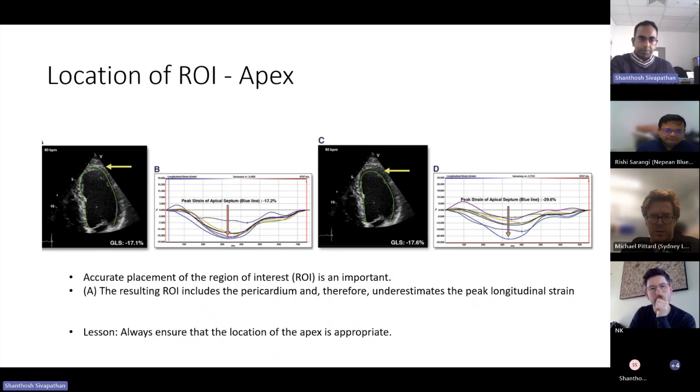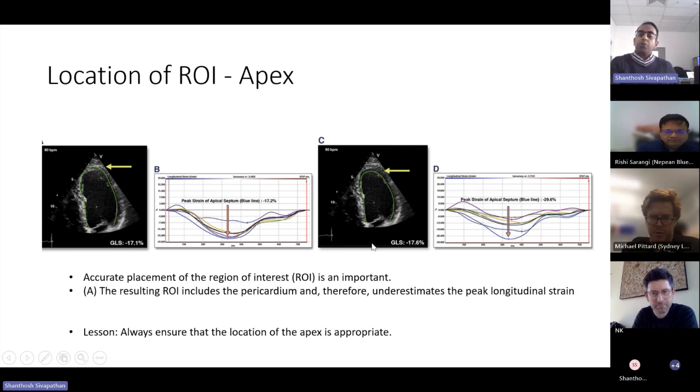Can you guys see where my mouse is? It's also included there, and that's reflected in this strain curve, where you can see that it really isn't following that peak. As soon as you fix that region of interest and pull it in, it gets better, but it hasn't really all aligned.